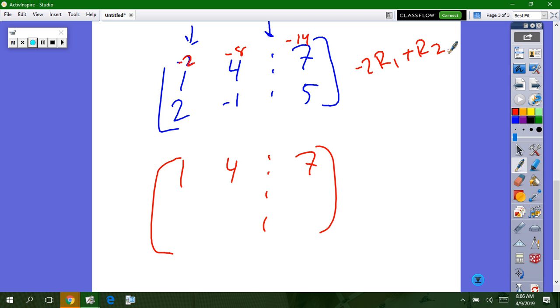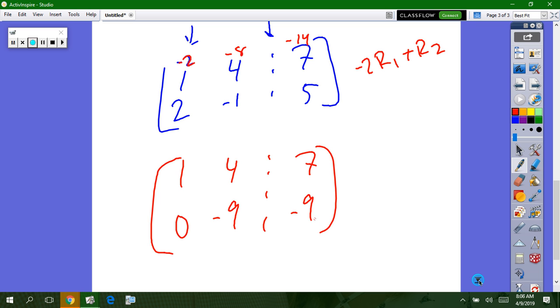So what's -2 plus 2? 0, and that's the goal. Our goal was to get a 0 there, wasn't it? Right? -8 minus 1, -9. -14 plus 5, -9. Any questions there? Okay, so far, look, I have a 1, a 0. What's our next thing we want? A 1 where the -9 is right now. Right? Does that make sense?